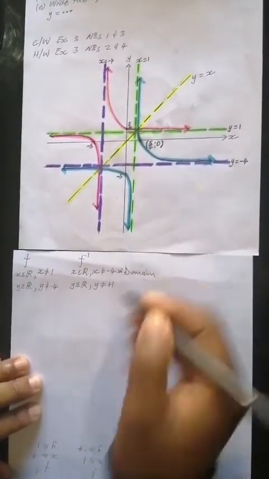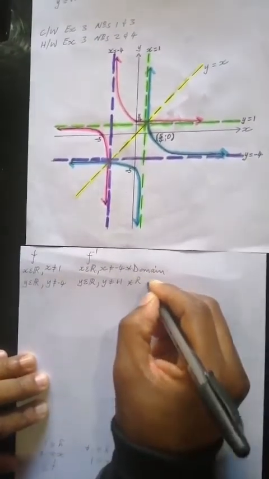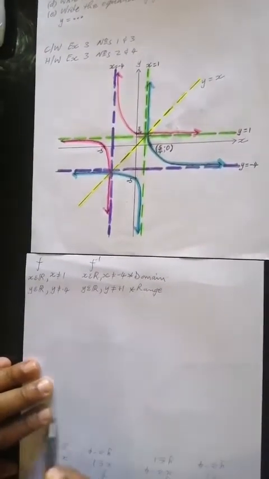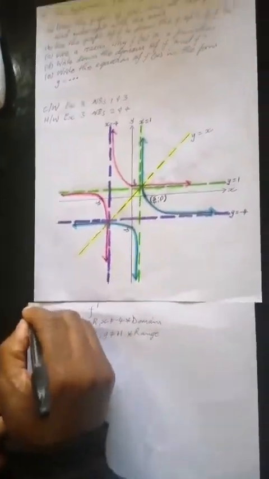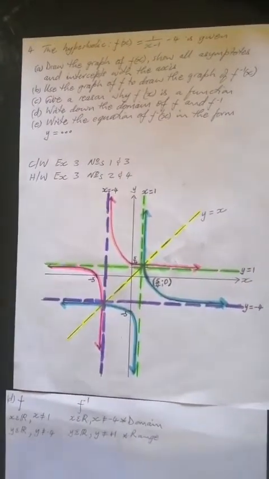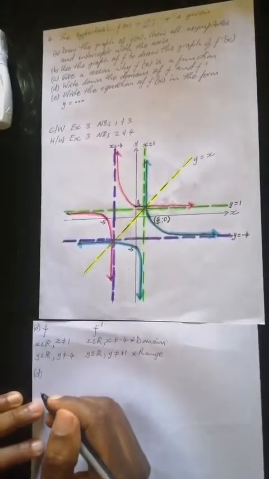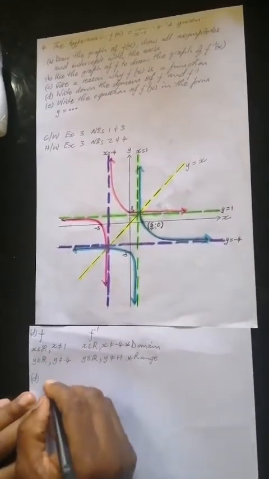So I just expanded your understanding by also doing the what? The range, please. We were not answering the question by finding the range. Part E, this was part D. Then part E is saying, write down the equation of f inverse in the form y is equal to. This is exactly the same thing.